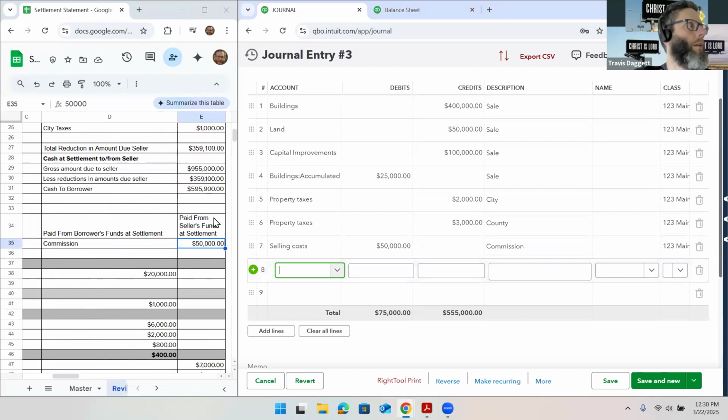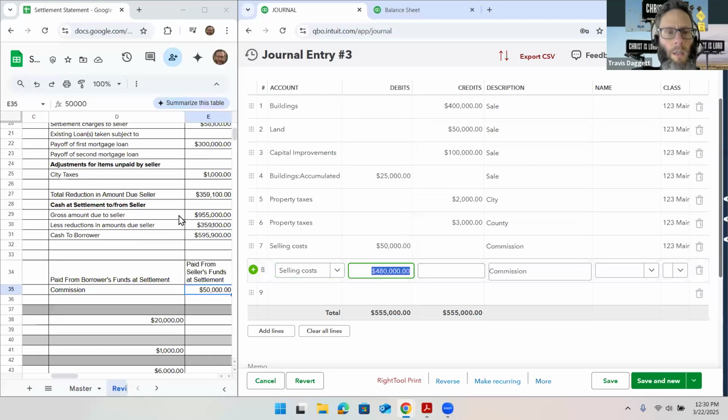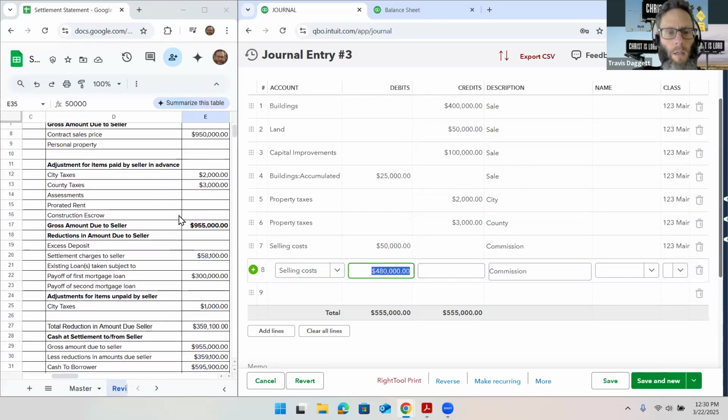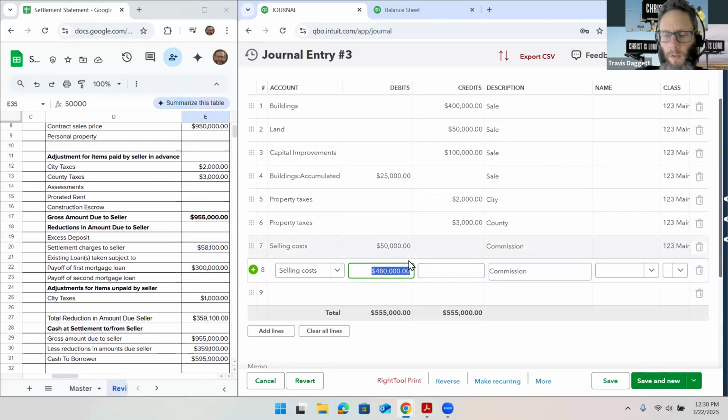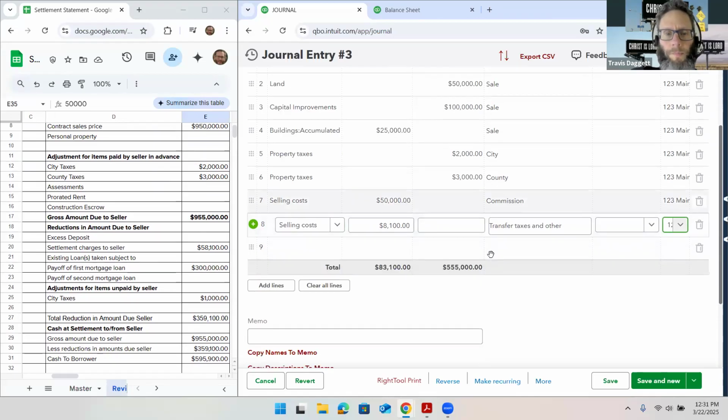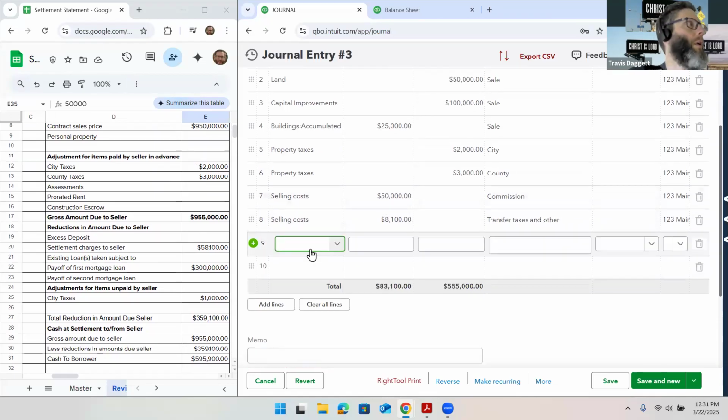And separate out another line. Yep. The rest of those, we can just lump all together. Simply transfer taxes, other. Okay. What else do we have?